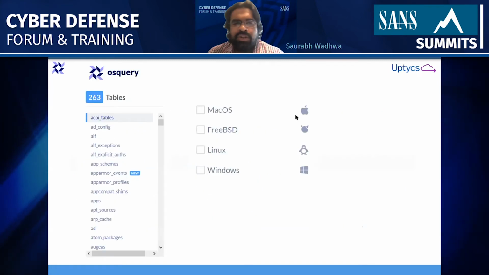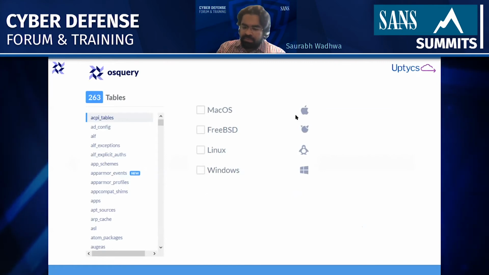Here is a screenshot of the schema for OSQuery. All the tables are virtual tables. We have close to 263 tables in OSQuery. And on the right-hand side, it shows the major operating systems it supports.